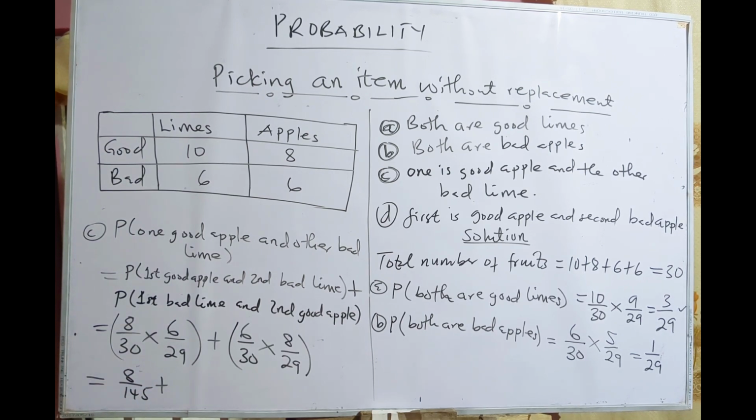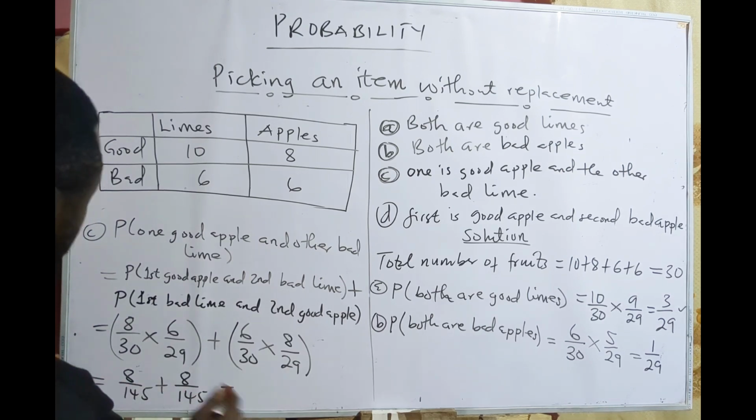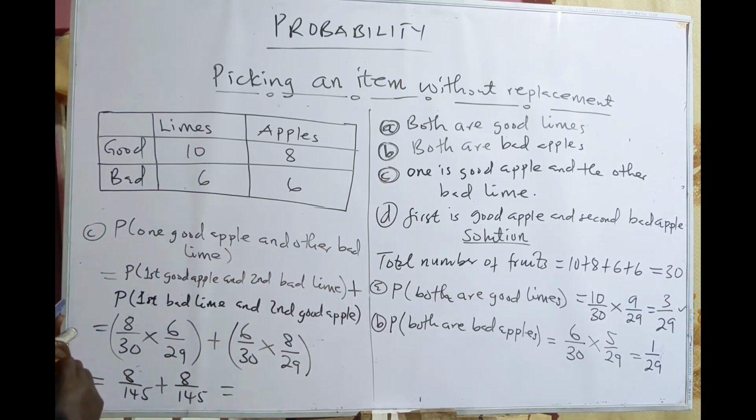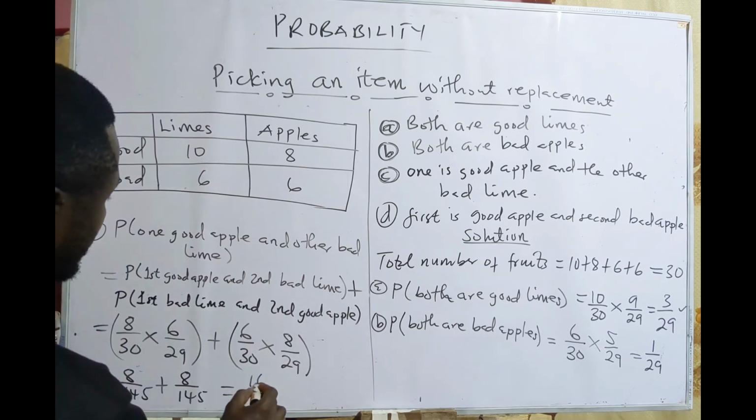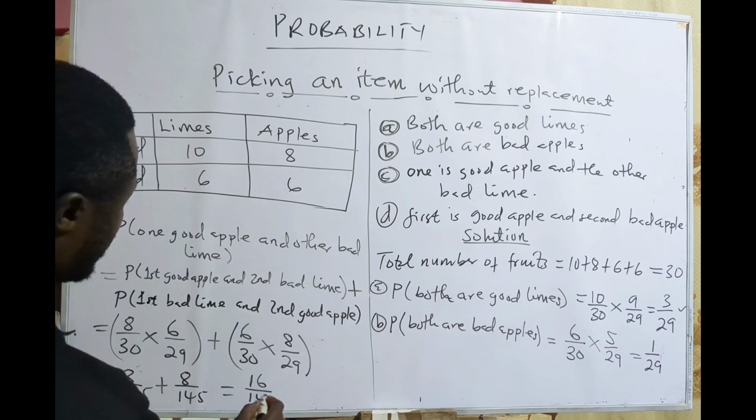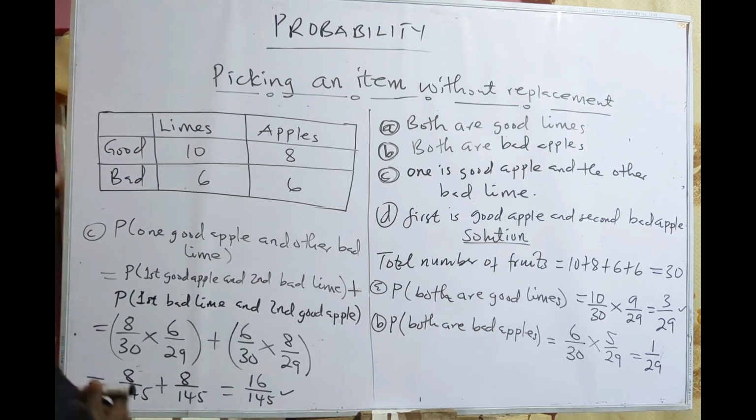Plus, I think this will give us the same thing. The numerators are 6 times 8, 30 by 29. So that will also give us 8 over 145, the same thing. So 8 over 145 plus 8 over 145. 8 plus 8 will give us 16, and then that will be 16 over 145. So 16 out of 145.